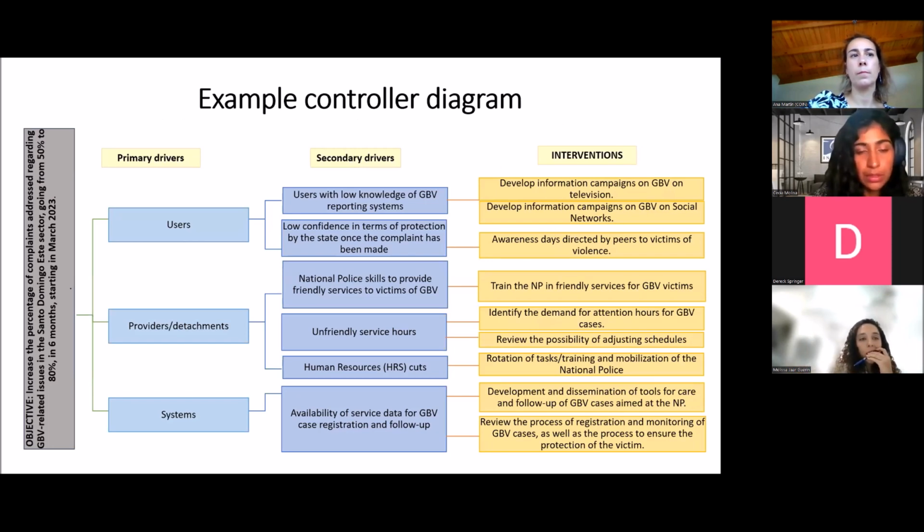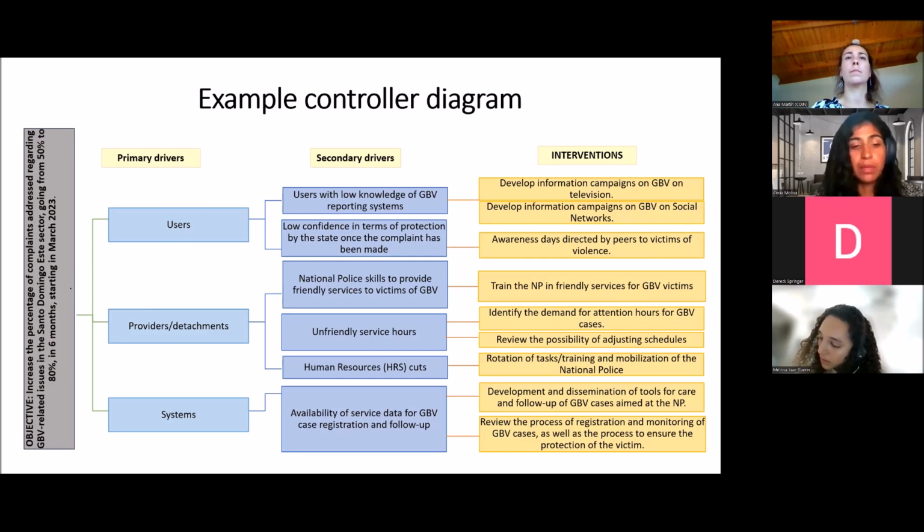Y podemos decir, viendo aquí, que uno de los impulsadores primarios puede ser el tema relacionado a usuarios. Usuarios con bajo conocimiento, lo que vemos ya en los secundarios, sobre los sistemas de denuncias sobre violencia basada en género. Entonces aquí ya comenzamos a generar ideas y es muy importante recolectar todas las ideas que tenga el equipo, porque solemos en esta etapa decir: no, mira, para eso no tenemos dinero, eso no se puede porque no tenemos personal que lo haga.